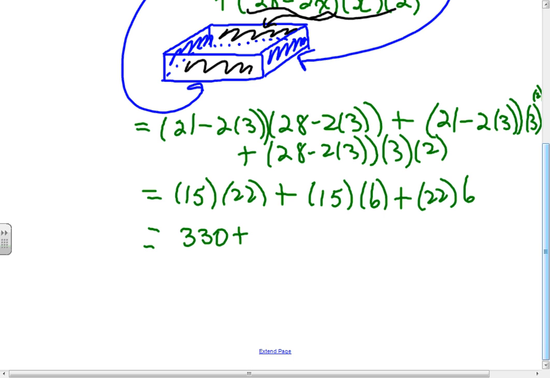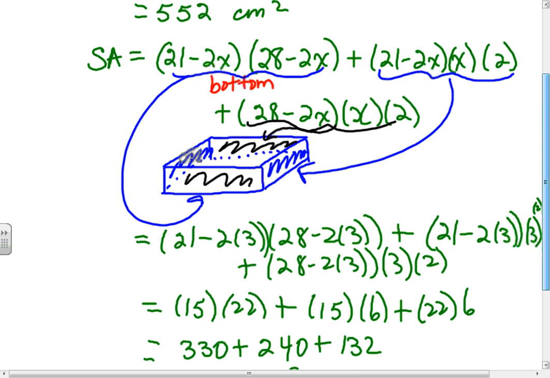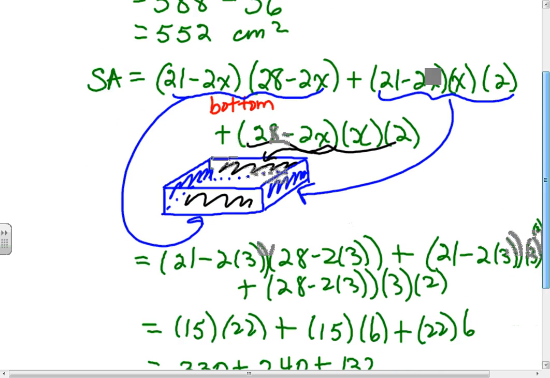plus 15 times 15 is 225, but 15 times 16 is 240. And 22 times 6, 132. Put those all together, and you will get 552 centimeters squared again. So whether you simplify first or substitute first, you should get to the same answer. All right.